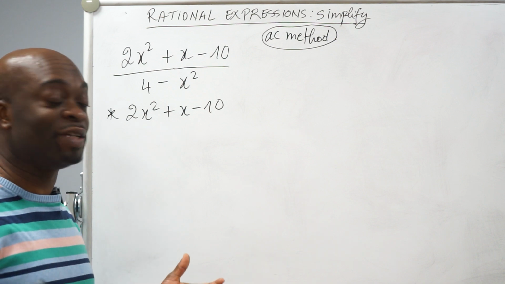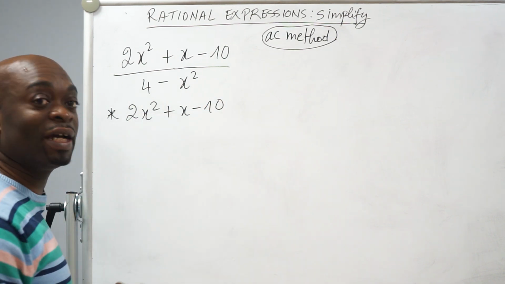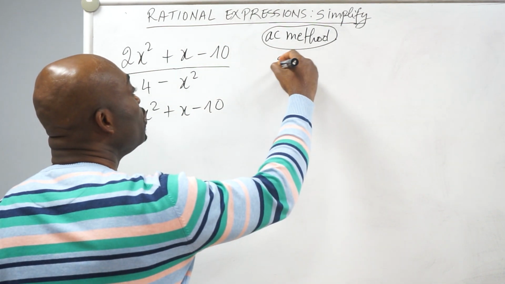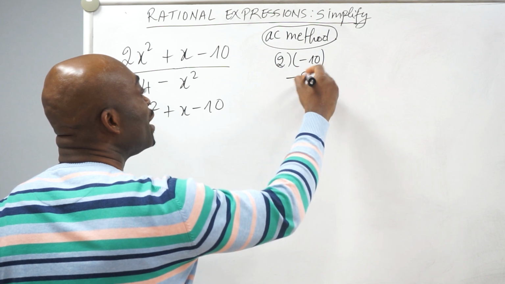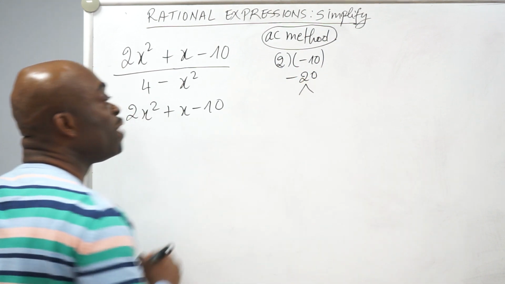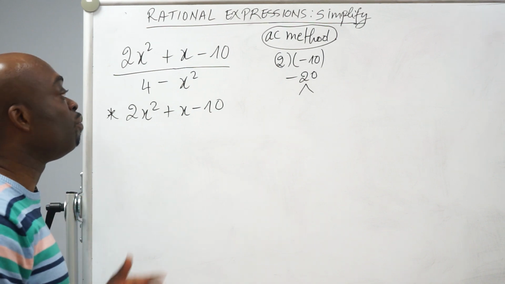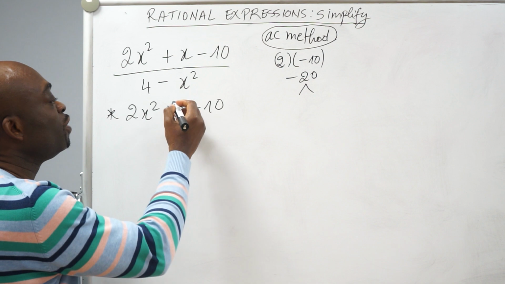So what do we do with the AC method? We take the A, which is 2, we take the C, which is negative 10, and we multiply them together. That's why we call it the AC method. We multiply 2 and negative 10 and have negative 20. So we're looking for 2 numbers: when you multiply those 2 numbers, you get negative 20, and when you add them up, you get positive 1.